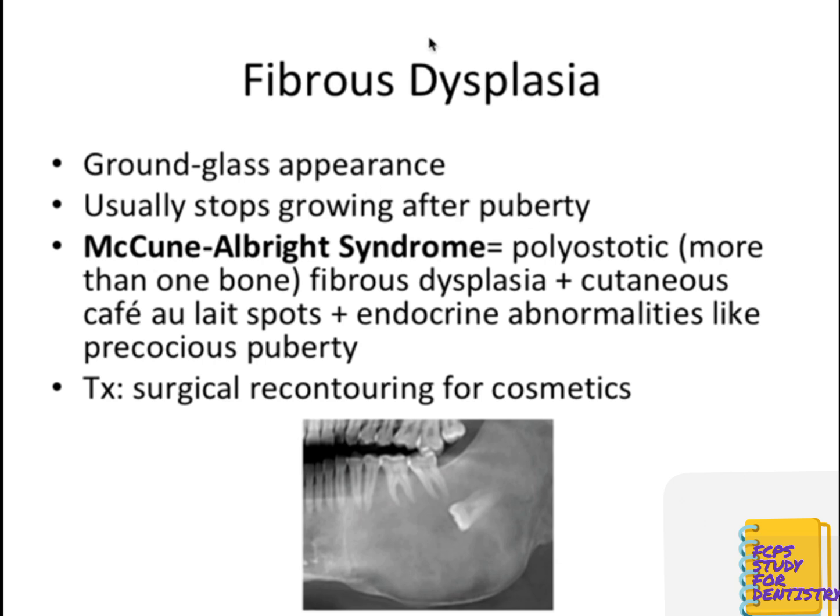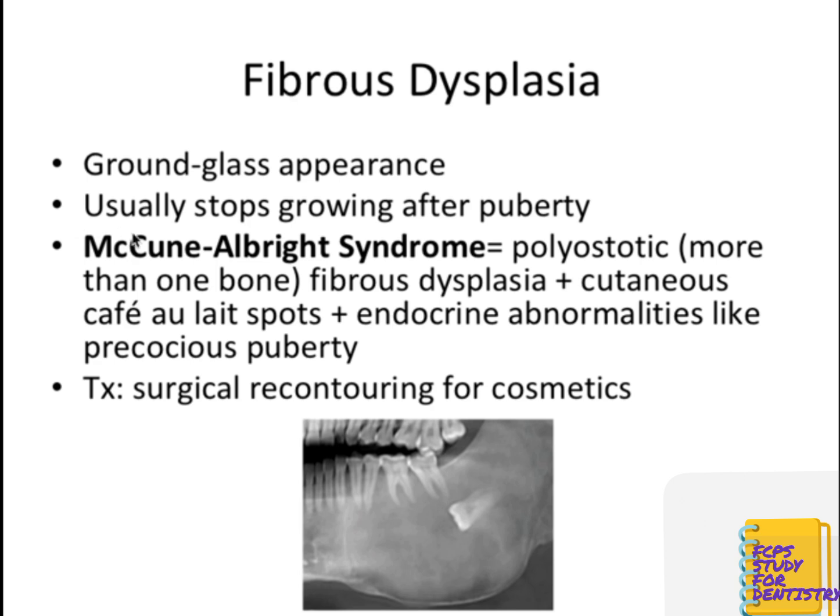Next, we have fibrous dysplasia, and the most important term to remember for this one is it having a ground glass appearance. So ground glass is, well, one way to remember it, at least I remember it, is I remember the word fiberglass, and fiberglass to me reminds me of fibrous dysplasia and this ground glass appearance. So I link fibrous and glass together. That's, again, very important to remember.